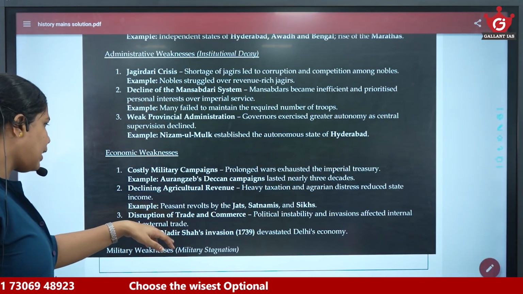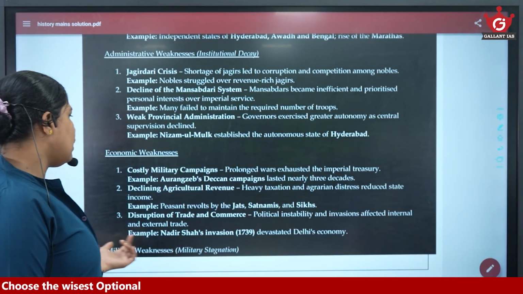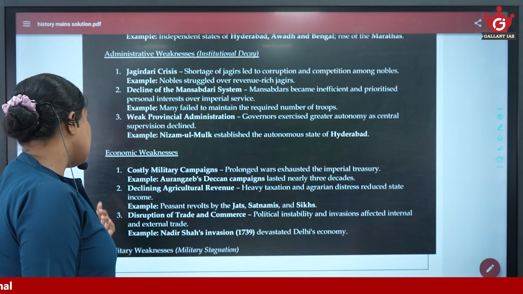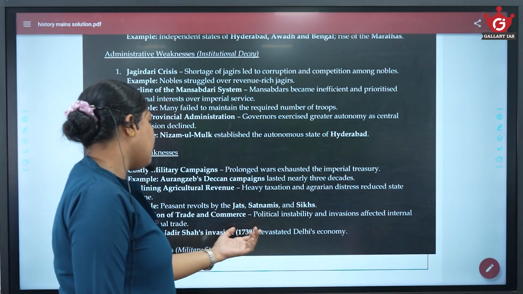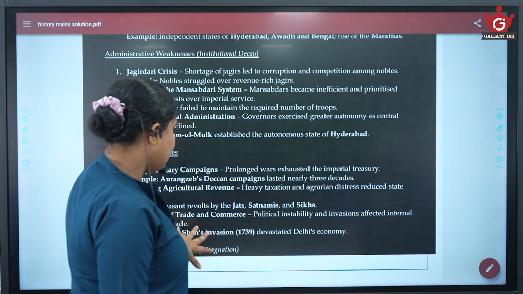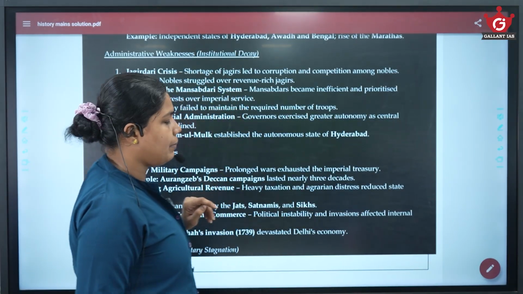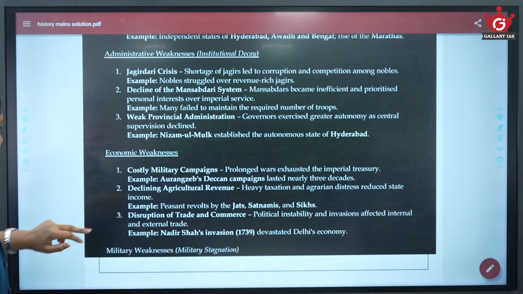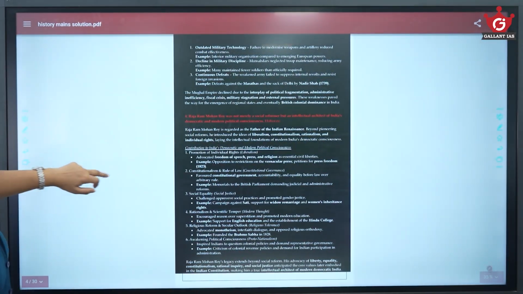Next is disruption of trade and commerce. For example, political instability, and this happened when Nadir Shah came and invaded India. He even took the Peacock Throne, and the economy was completely disrupted. He actually looted the economy. Next, we talk about the military weaknesses.